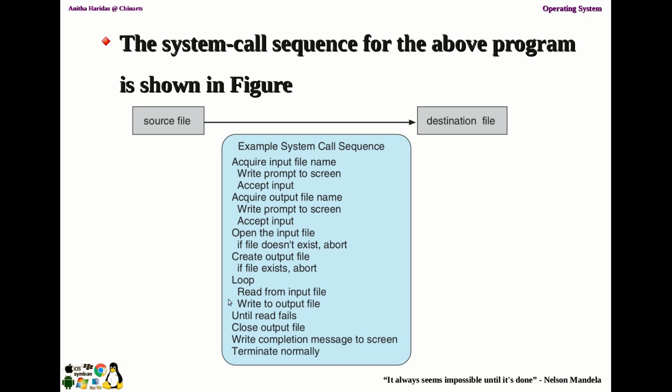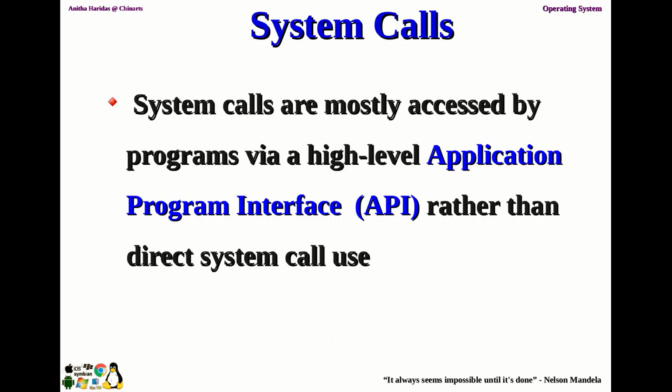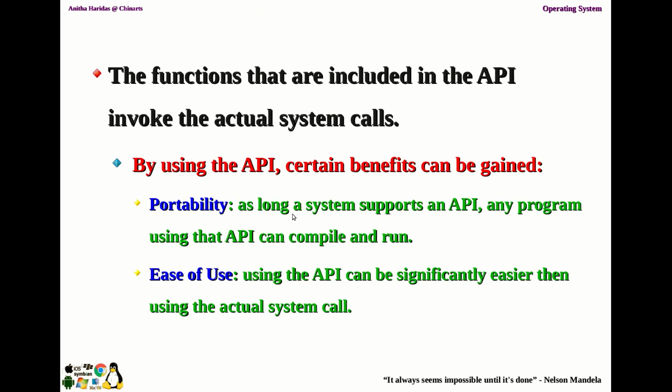Reading from the input file, writing to the output file using your high level language functions are known as APIs. So system calls are not directly used in your program. Instead, we use the application programming interface. And the functions that are included in the application programming interface will invoke the actual system call.